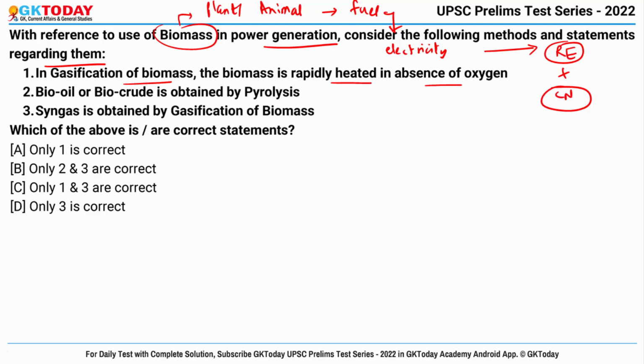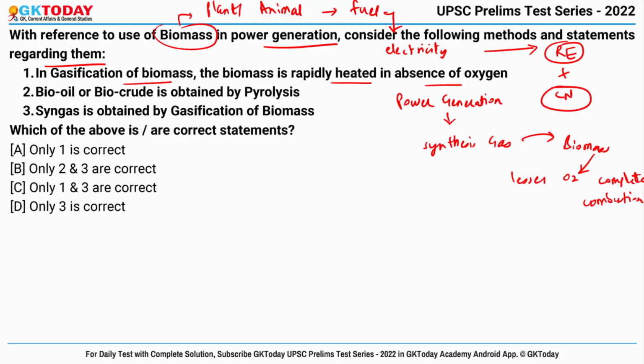Actually, gasification is a method for power generation where a synthesis gas is produced from the biomass by heating it with lesser oxygen than is needed for complete combustion. So oxygen is there but the quantity is less, so we cannot say that there is complete absence of oxygen, hence it is wrong.